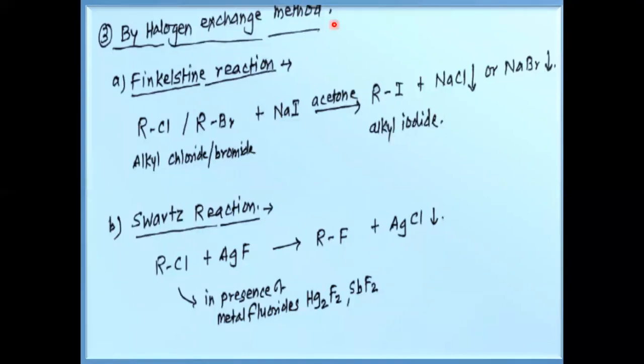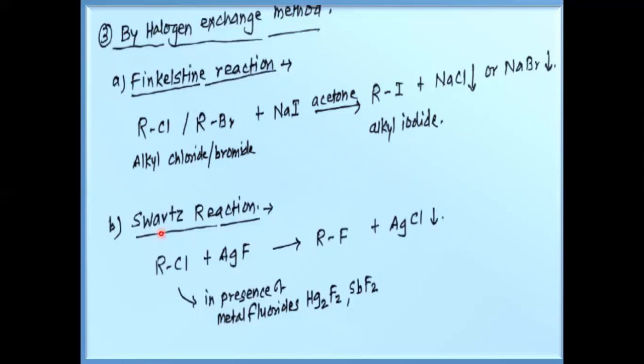By halogen exchange method, the Finkelstein reaction. When alkyl chlorides or alkyl bromides react with sodium iodide in the presence of acetone, alkyl iodide formation takes place. So here, in halogen exchange, if an alkyl compound containing chloride or bromide reacts with sodium iodide in presence of acetone, the corresponding alkyl iodide is formed, and sodium chloride or sodium bromide are precipitated as byproduct.